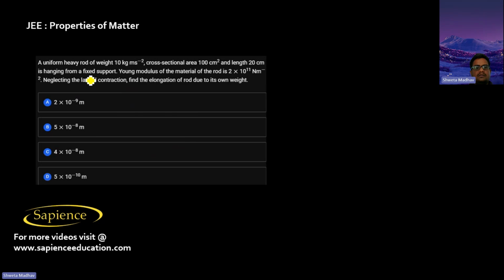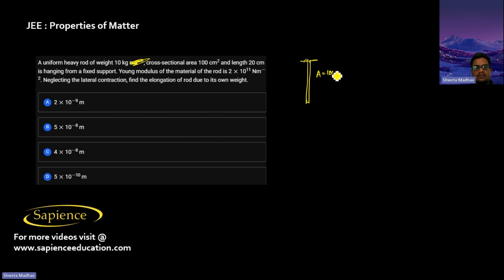So here it is told that a uniform heavy rod of weight 10 kg, cross-sectional area 100 square centimeters and length 20 centimeters is hanging on a fixed support. So it is hanging from a fixed support.